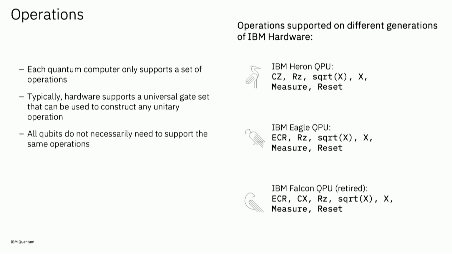And then Falcon was an interesting one, because Falcon actually supported ECR and CX, depending on which qubits you were using. And that's something that's often not accounted for, that Qiskit can handle, is that all qubits don't need to necessarily support the same operations. And so it's the compiler's job to understand this and make sure that you're translating whatever the input circuit is into what's appropriate for the qubits it's running on.